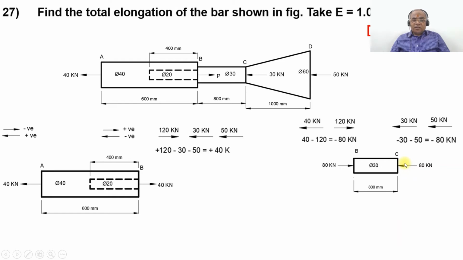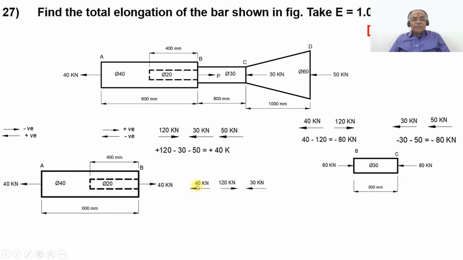Now consider the last segment, CD. On the left hand side you have three loads: 40 kilonewton to the left side, then 120 kilonewton towards the right side, and 30 kilonewton towards the left side. On the right hand side you have only one, which is 50 kilonewton to the left side.